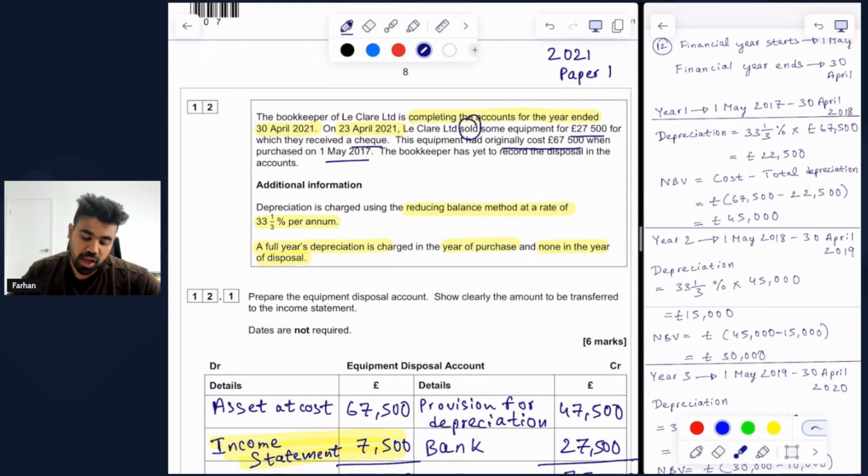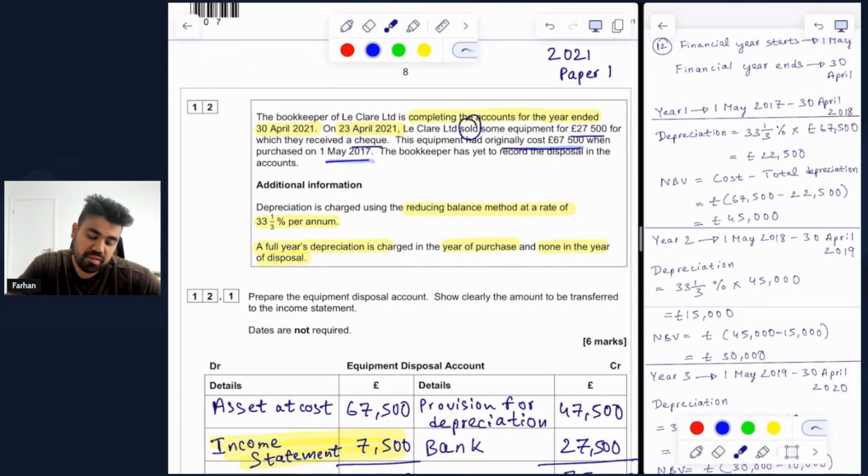The bookkeeper of Leclerc Limited is completing the accounts for the year ended 30 April 2021. On 23rd April 2021, Leclerc Limited sold some equipment for £27,500 for which they received a check. So this amount of £27,500 is the disposal proceeds, which means this is the amount that the company sold this equipment for. This equipment had originally cost £67,500 when purchased on 1 May 2017.